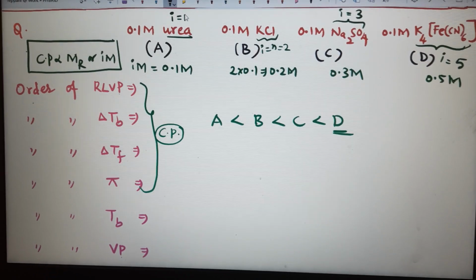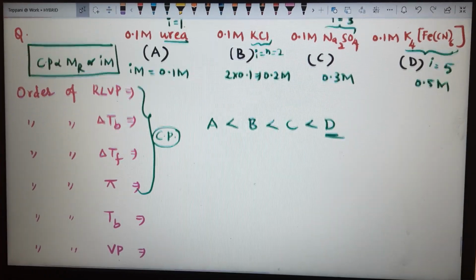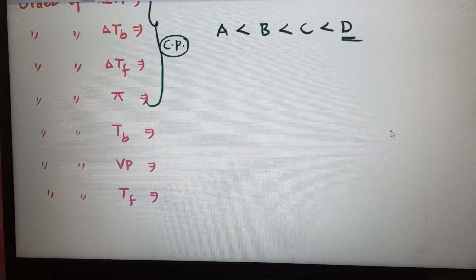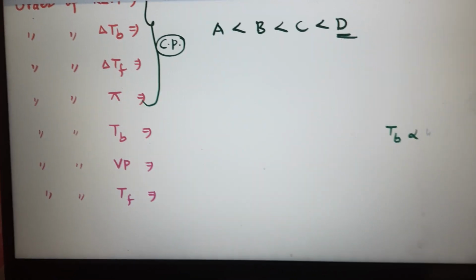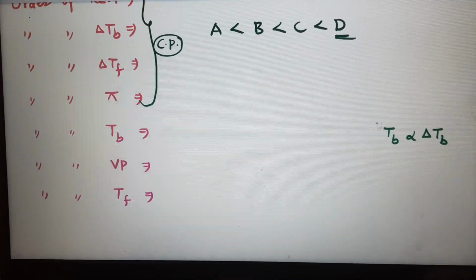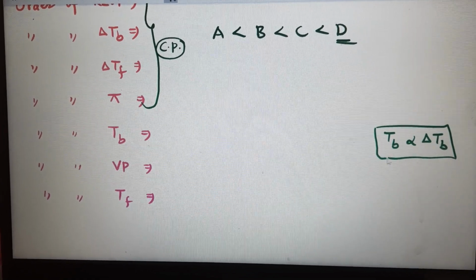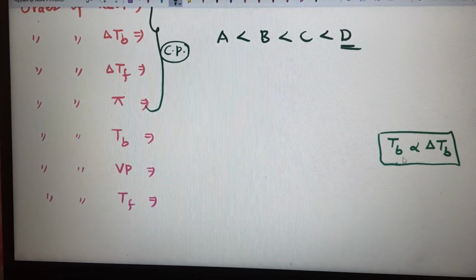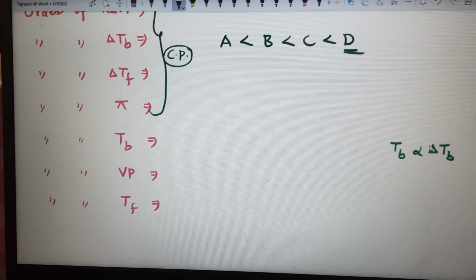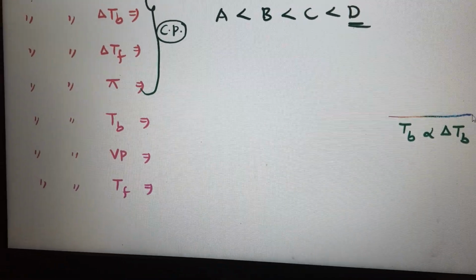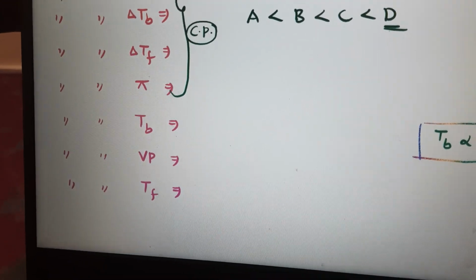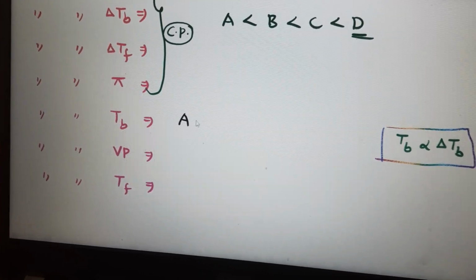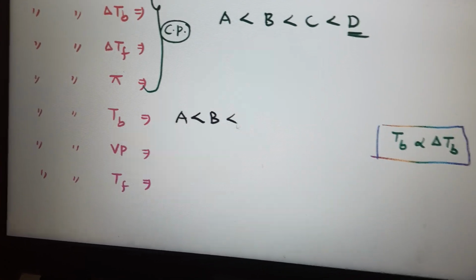Then what about TB? TB is directly proportional to delta TB. Why? Because if the elevation increases, it is an increment, so the boiling point also increases. Since delta TB is proportional to TB, you get the same relation as the colligative properties. So this is also A less than B less than C less than D.